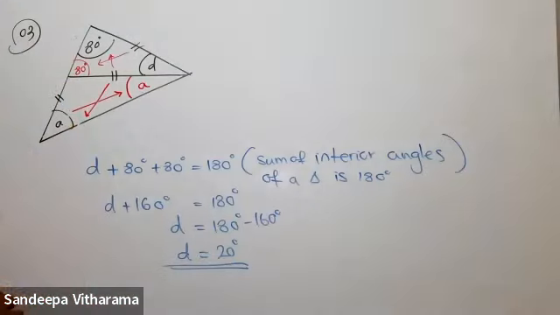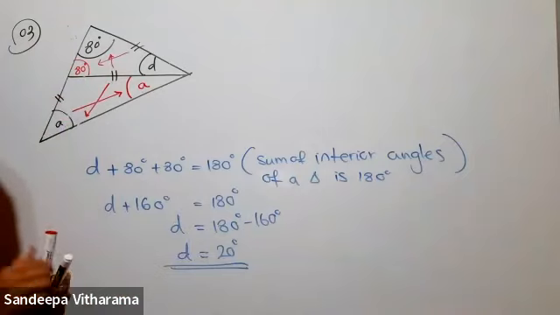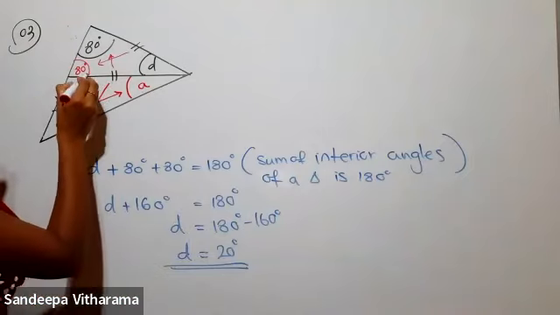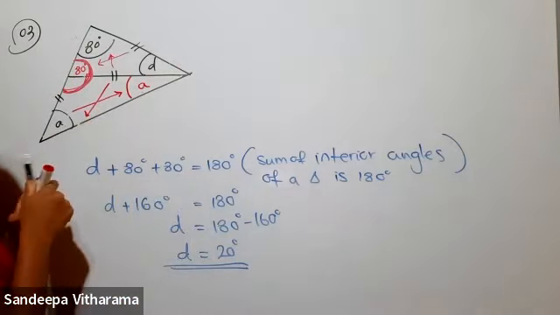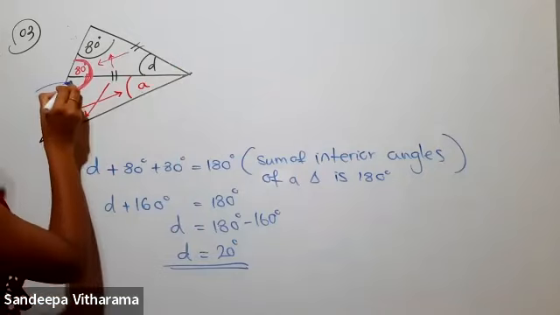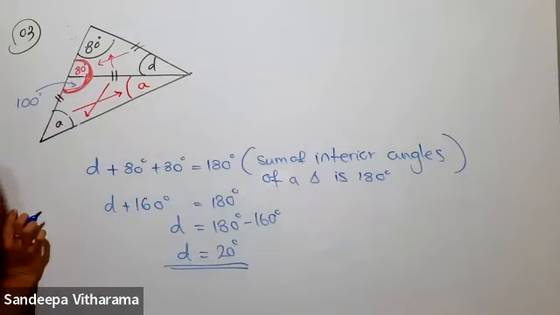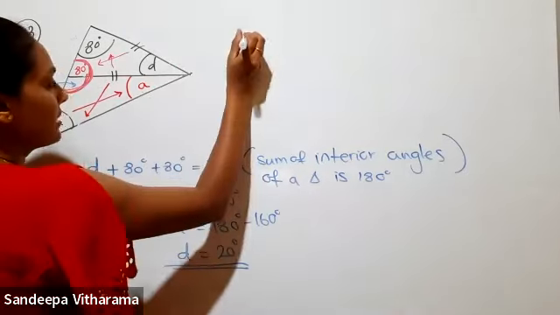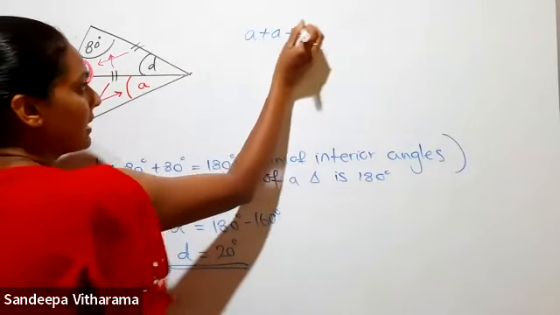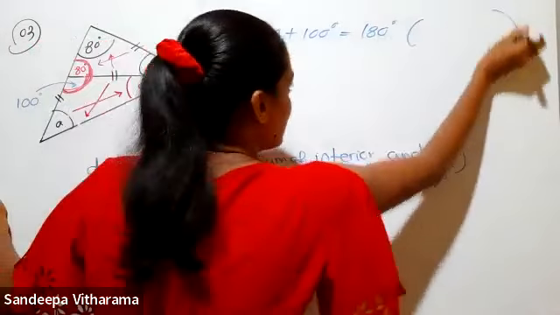Okay. Then when this is 80 degrees, you can identify that these two angles are on a straight line segment. So we can write that the sum of the angles on a straight line segment equals 180. Therefore, this angle equals 100. Now we have identified that these two are equal to A. So we can write that A added to A added 100 equals 180. Reason is the same thing.